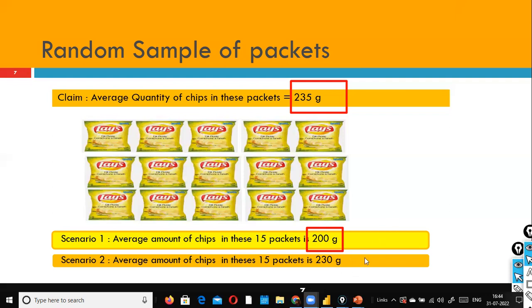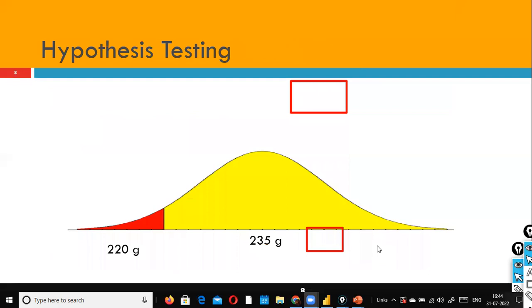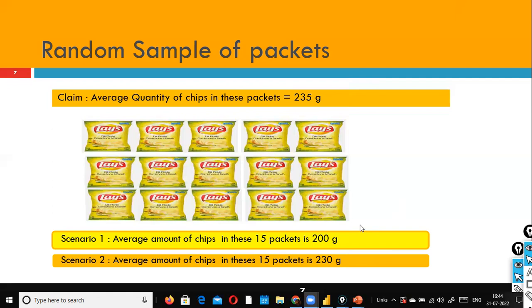So still I'm not going to reject it. Again, it depends on the policies set by your company. So 235 gram. Now let us visually look at this.